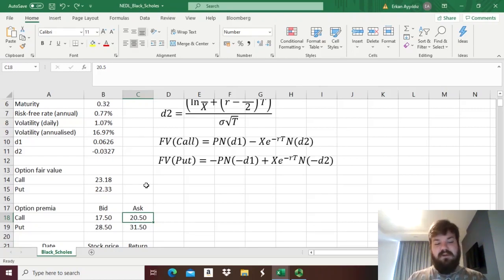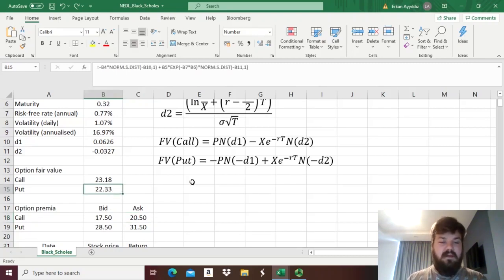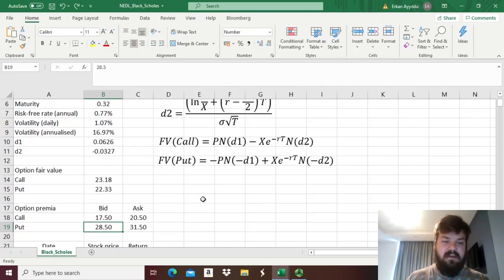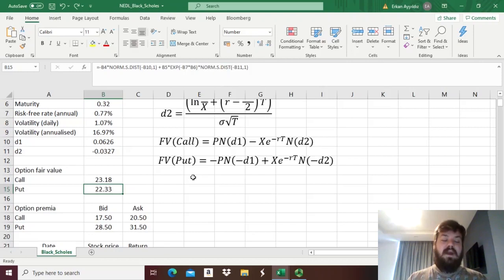But what about a put option? Well, for the put option, the fair value of the put is lower than the bid price for the put. It means that the put option is overvalued. Its price is higher than the fair value. Well, what it would mean is that you could theoretically write the put option for HSBC at 28.5, and given its fair value is lower than that, you would theoretically profit from the transaction.